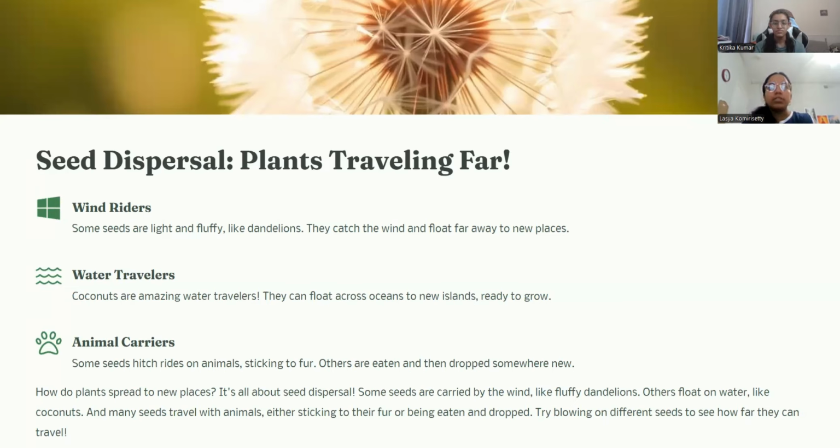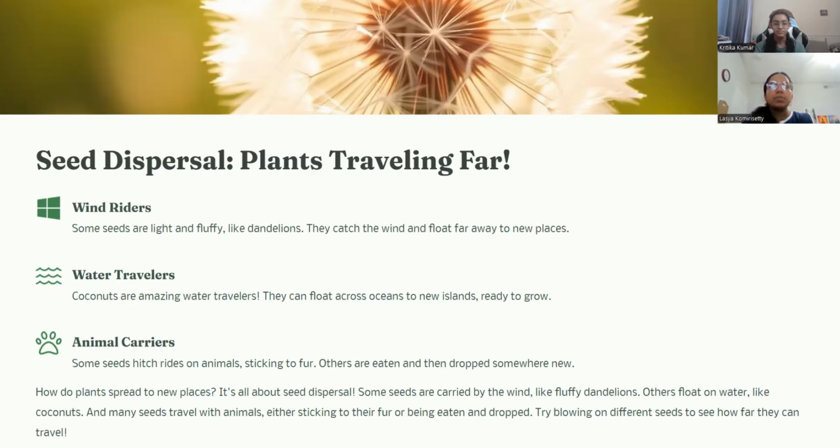Water travelers. Coconuts are an amazing example. They can float across oceans to new islands where they're ready to grow in new, different climates and a new, different place. Animal carriers. Some seeds ride on animals, sticking to their fur. Others are eaten and then dropped somewhere new.